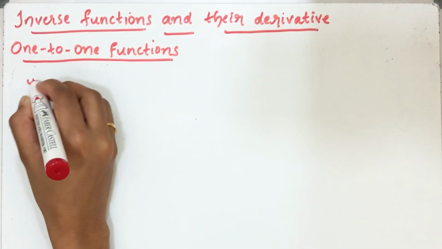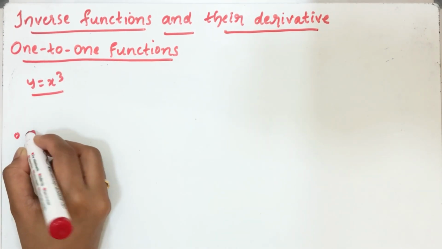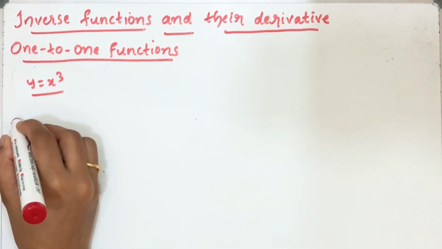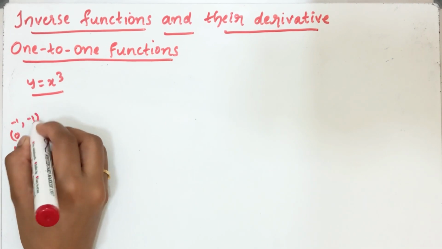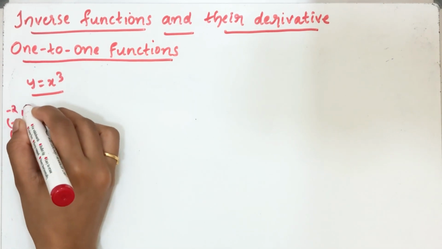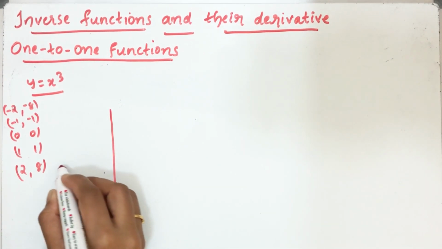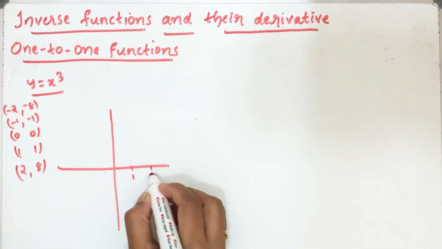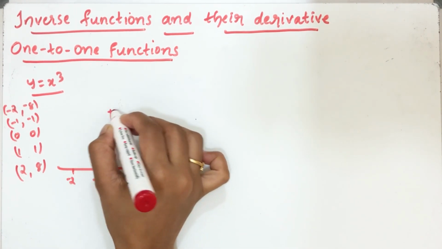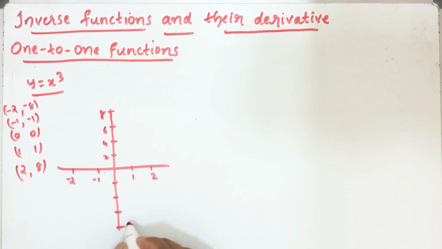See the graph of y equal to x cube. We can see the points. When x is equal to 0, y equals 0. When x is equal to 1, y equals 1, since 1 cube is equal to 1. When x is equal to minus 1, y is equal to minus 1 cube, which is minus 1. When x is equal to 2, y is 2 cube, which is 8. When x is equal to minus 2, y is minus 8. See the graph. 1, 2, minus 1, minus 2. Here 2, 4, 6, 8, and here minus 2, minus 4, minus 6, minus 8.